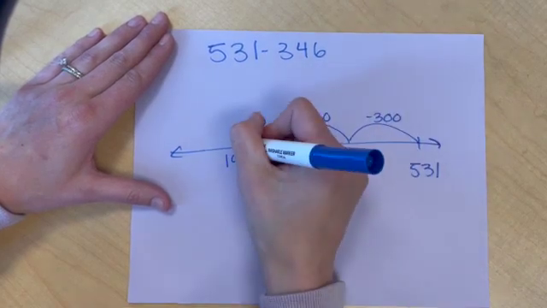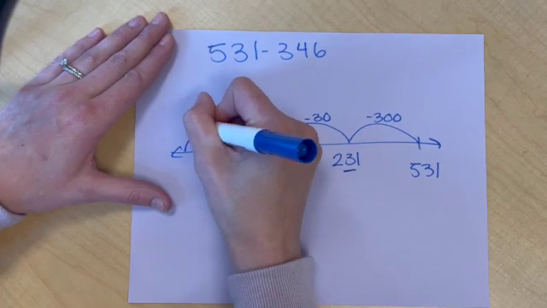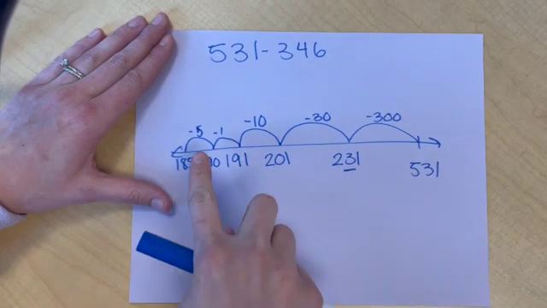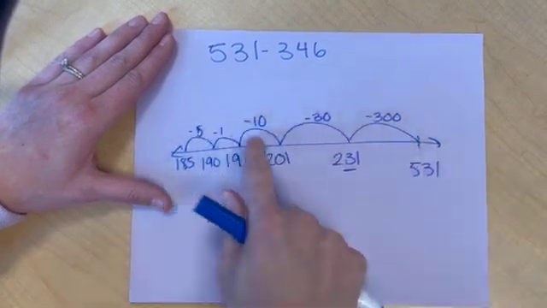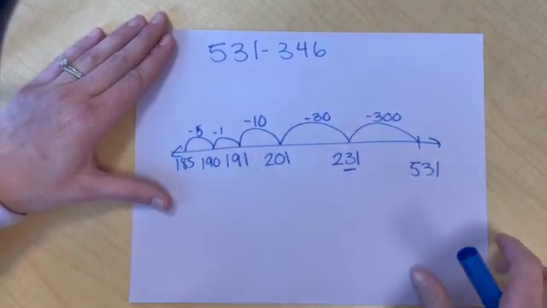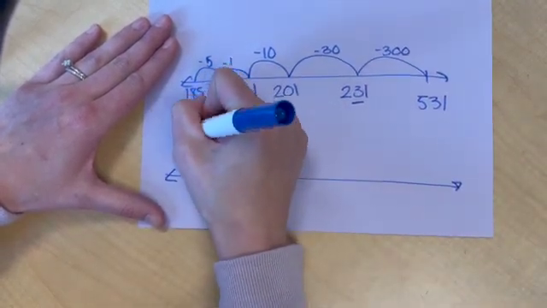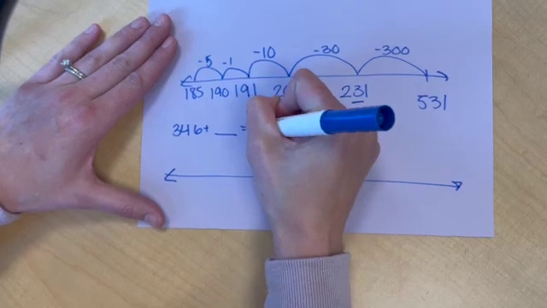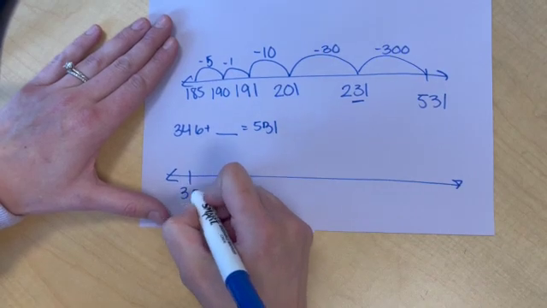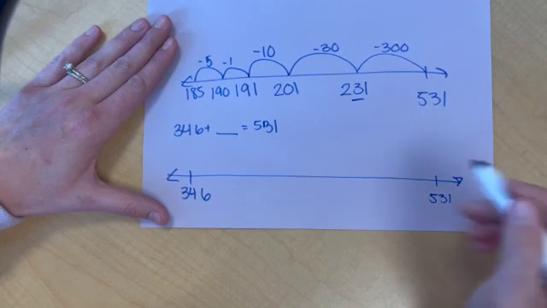Then I need to take away 6, but I'm not going to do that. I'm going to take away 1 to get to 190. And then I'll take away 5 to get to 185. So once again, breaking numbers apart to get nice friendly numbers. But in the end, this up here should add up to that number, and then this should be my answer. You could do it like that, or you could flip the problem so that it's this. That's a 531.